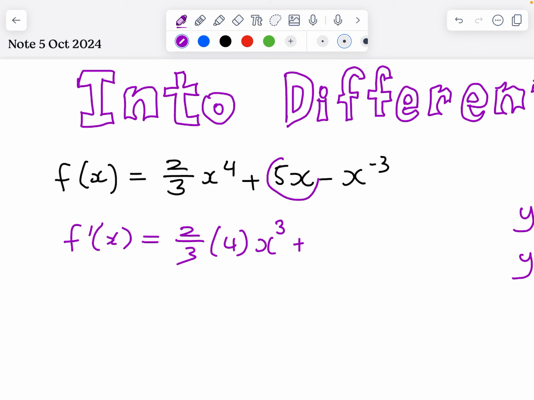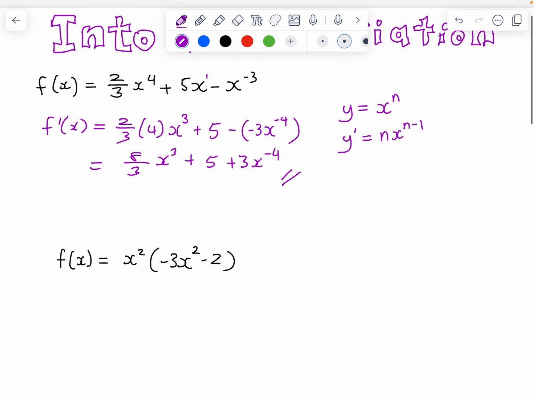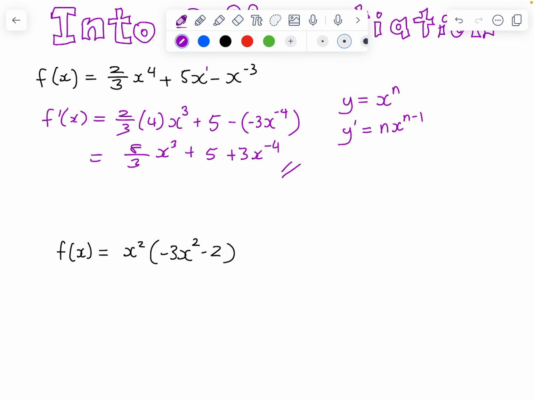Plus, here we have 5x, so the exponent is 1. The 1 moves to the front, so it becomes just 5 by itself, and then 1 minus 1 is 0, and x to the power of 0 is 1, so 5 times 1 is just 5. Minus x to the power of negative 3, so the negative 3 moves to the front, and negative 3 minus 1 is negative 4. And to simplify that, we get this. Simple enough.